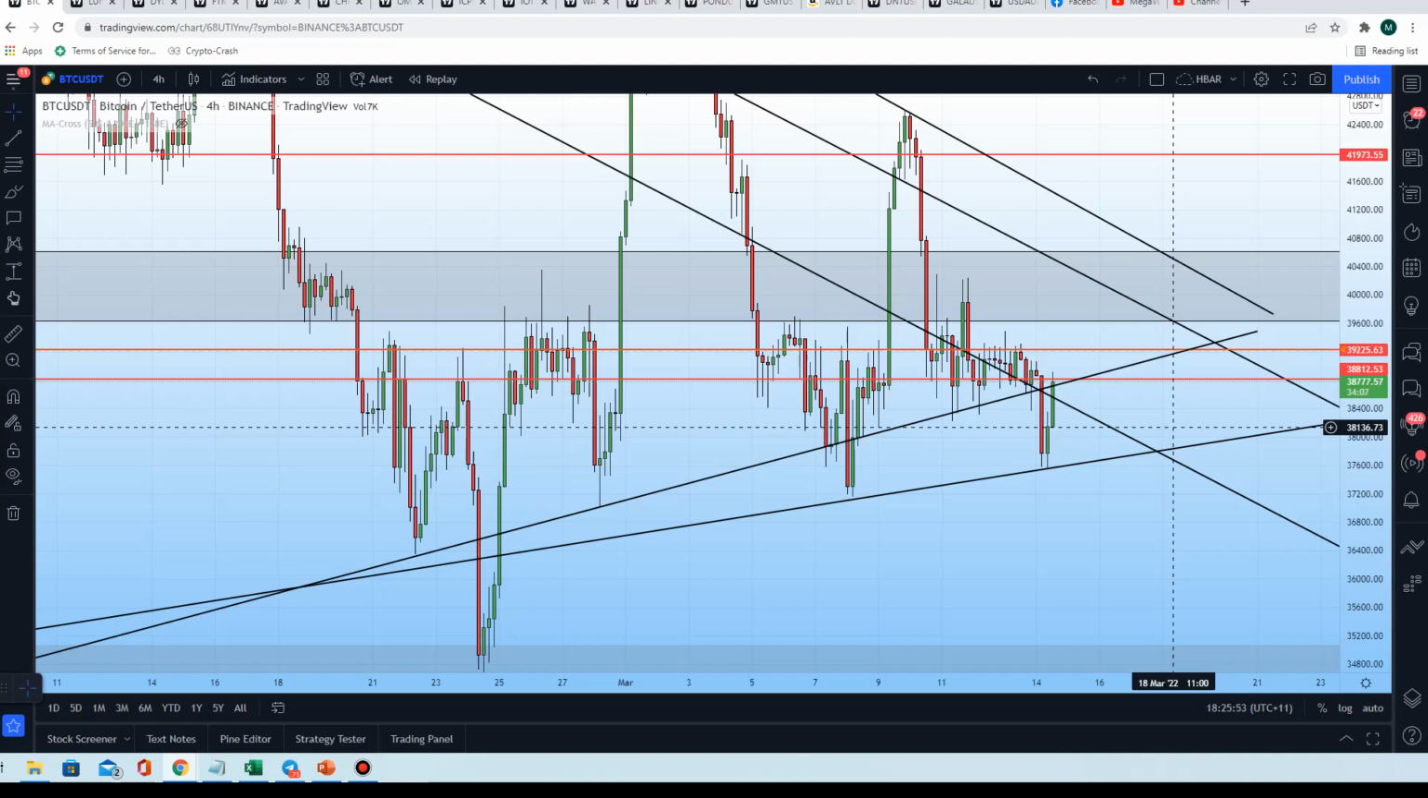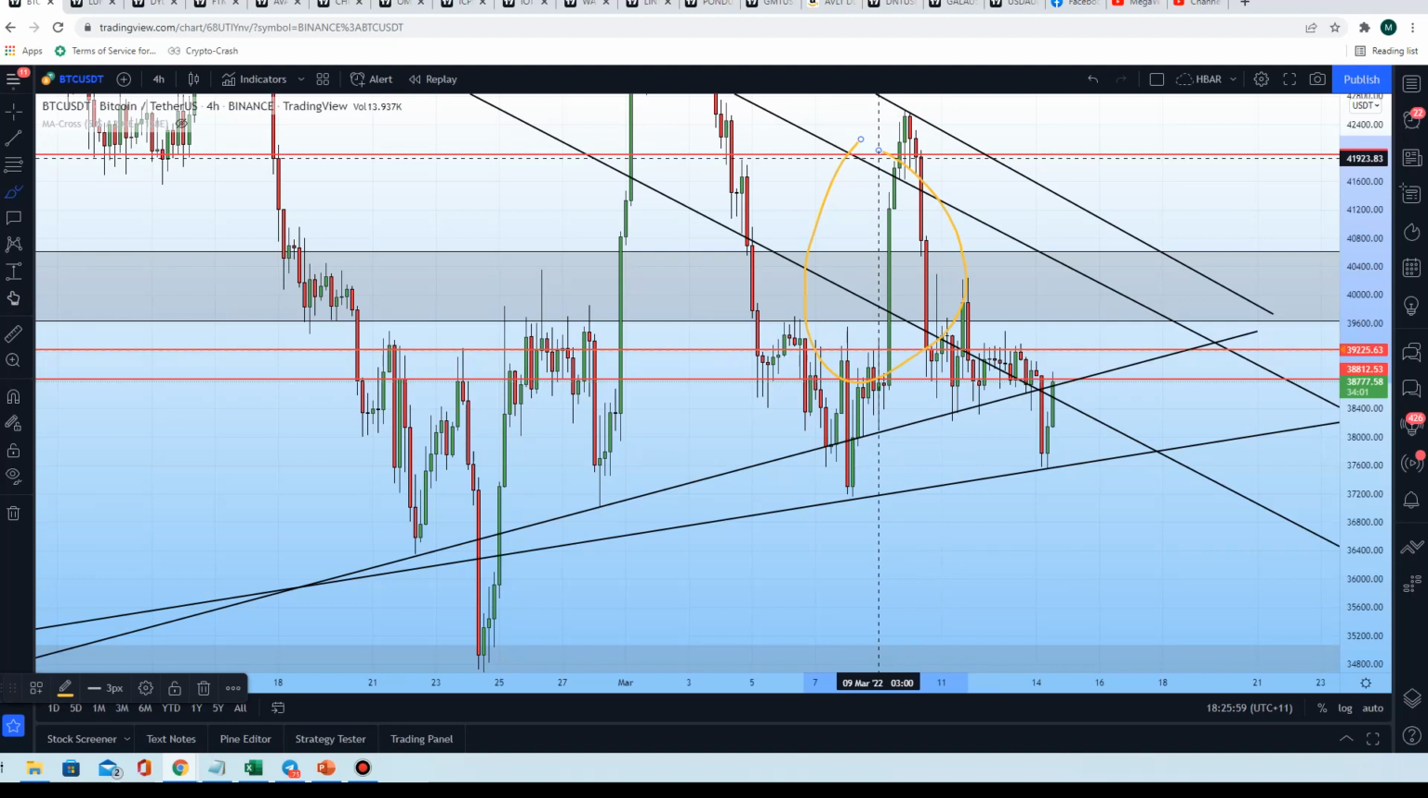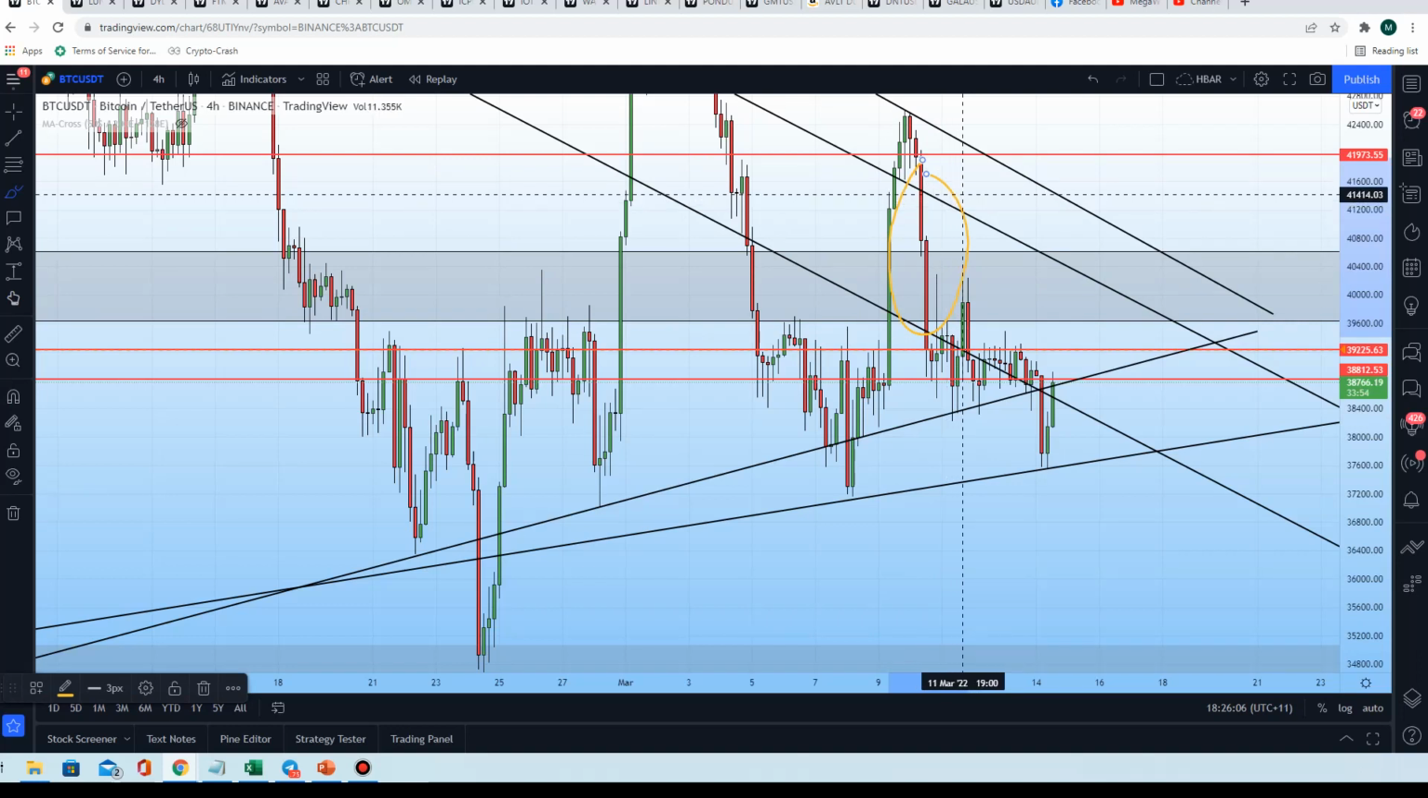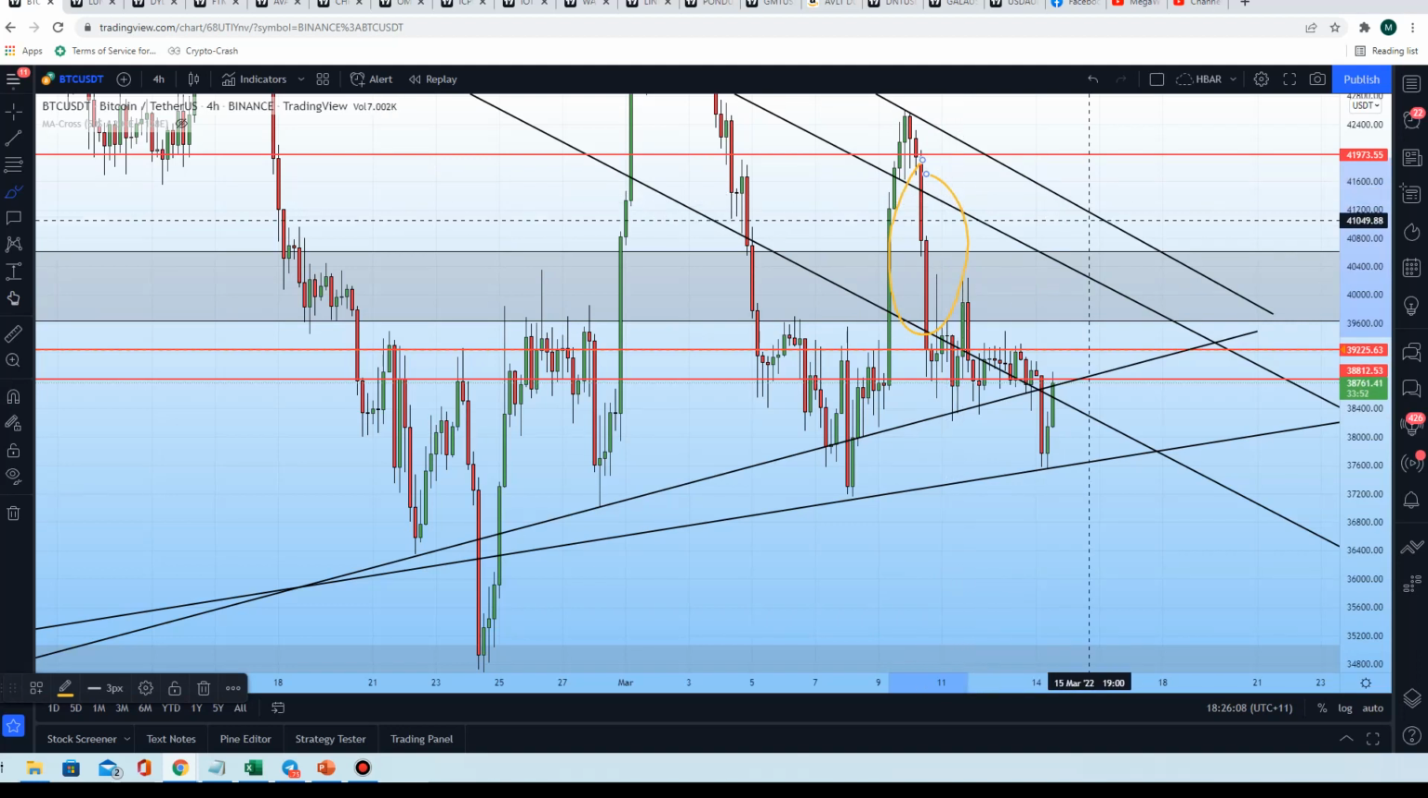I'm not allowing FOMO to take control. I don't care if I see green candles like this. I participate, but I'm definitely not putting a lot of money in. And vice versa, I don't care if we see red candles like this. Again, I'm just taking my small scalps and exiting the market.